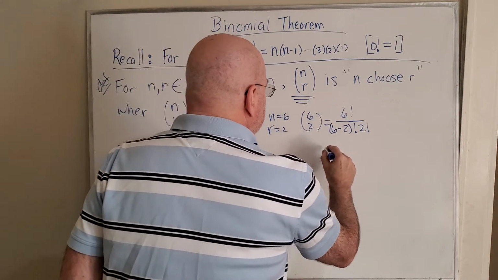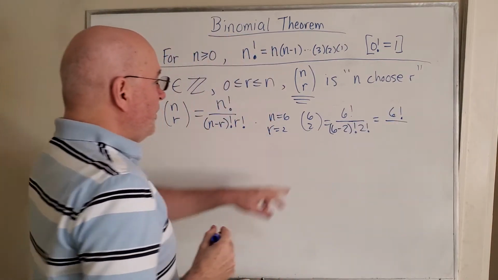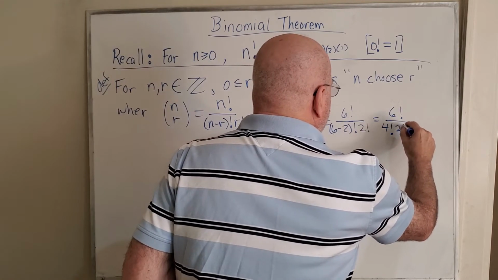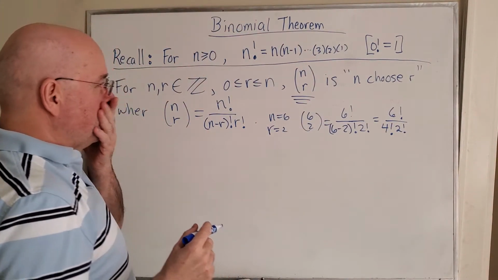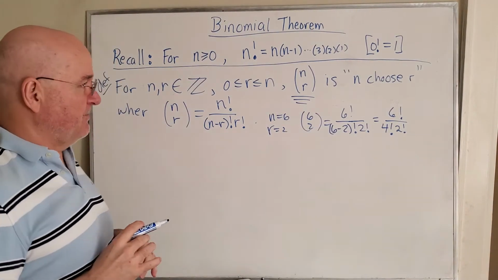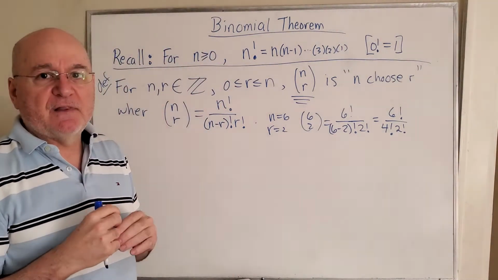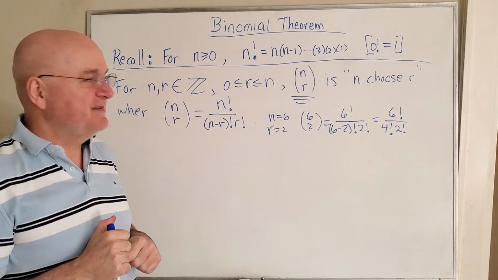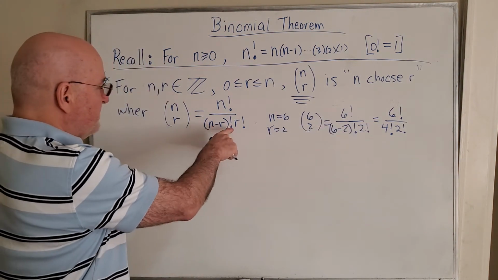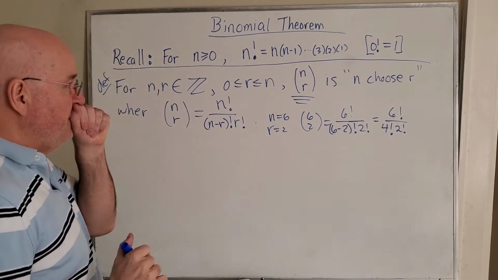And then this can be written 6 factorial over 4 factorial, 2 factorial. And just as a sanity check, after you write this out, to make sure you didn't do any arithmetic problems, make sure that these two numbers on the bottom that you're taking the factorial of add up to the one that you're taking the factorial of on top. 2 plus 4 equals 6. And that is because r plus n minus r is equal to n.